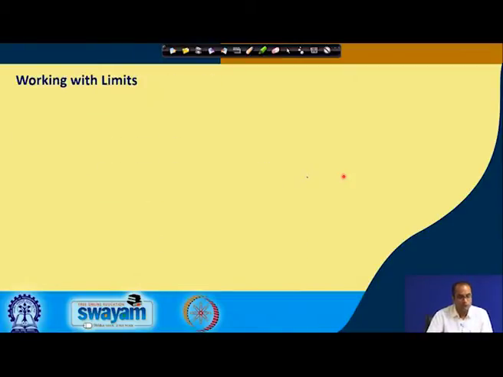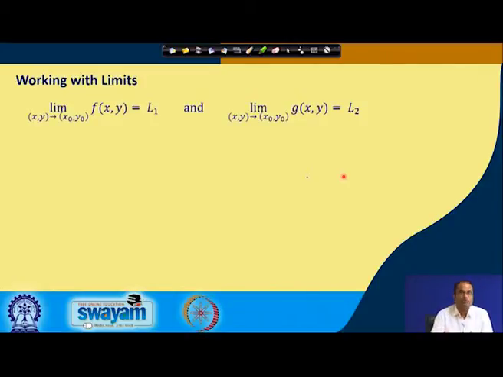Now a few remarks on working with limits. If the limit of f(x,y) as (x,y) goes to (x0,y0) is L1, and the limit of g(x,y) is L2, if these two limits are given, then we can compute that the limit of k times f(x,y) will be k times the limit of f(x,y) as (x,y) goes to (x0,y0). Here k is a constant, so this limit will be k times L1.